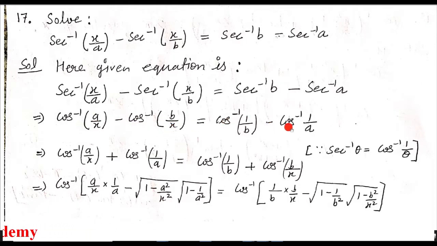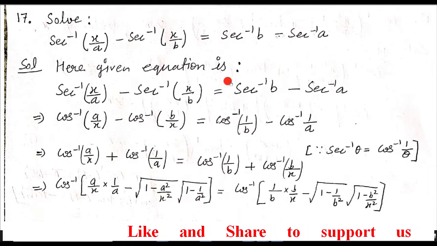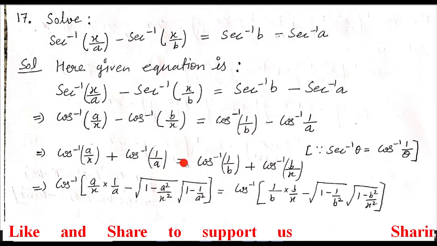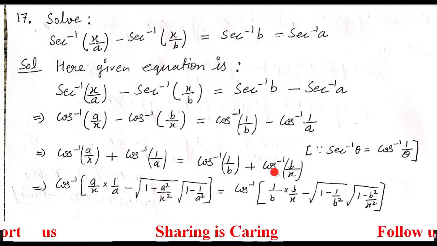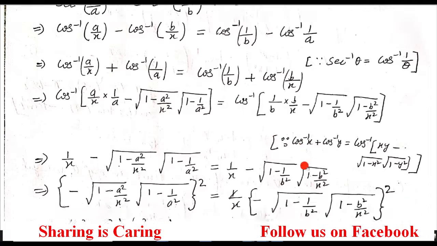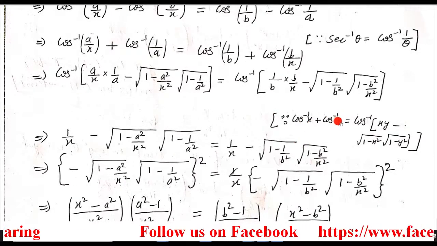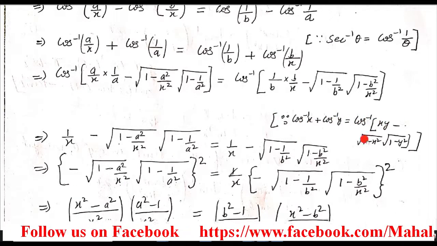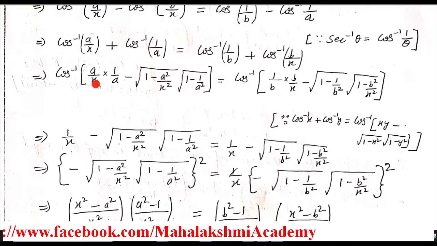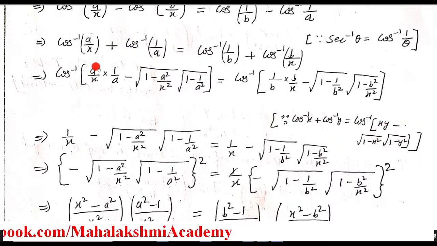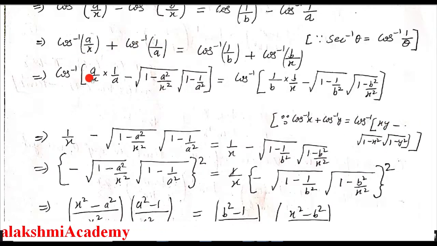First bring the cos inverse which has a, that is this term, to this side, and send this cos inverse b to the other side. After all this shifting, we observe carefully that all the a's are together and all the b's are together. Now use the formula of cos inverse x plus cos inverse y, that is cos inverse of xy minus root 1 minus x square times root 1 minus y square. So when we use this, we get the product of these two terms, because instead of x and y we have to put the values.